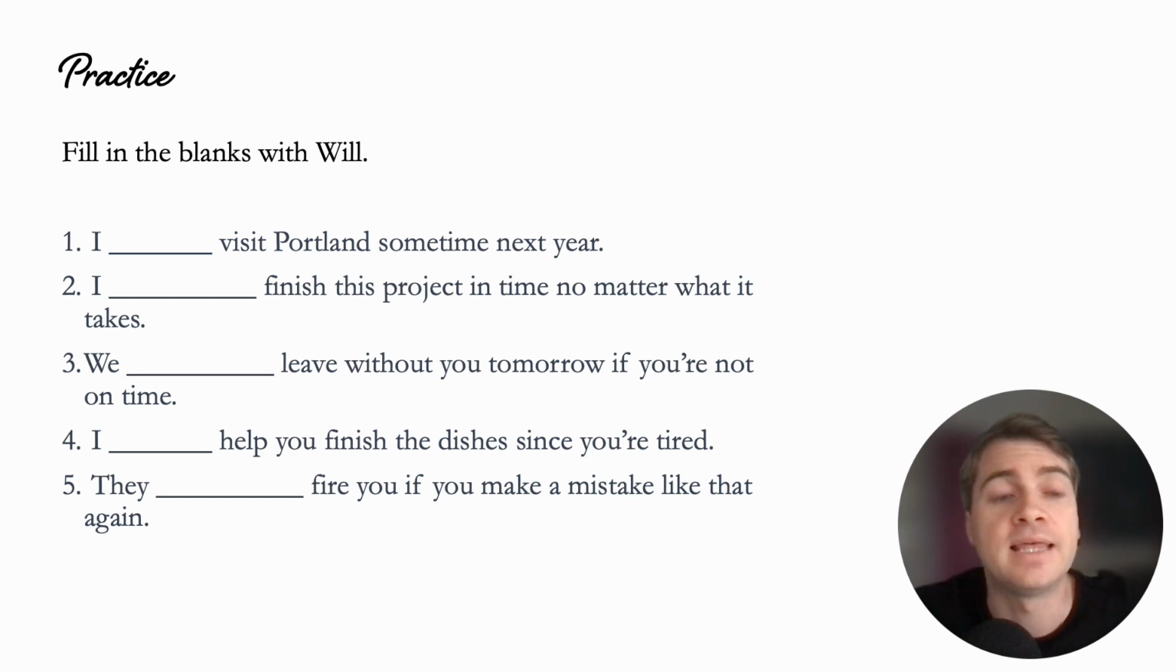Number five, "They will fire you if you make a mistake like that again," okay? This is serious. It's a commitment. It's not even really a prediction. It's like, hey, this will happen, so please pay attention. Hopefully you got all those correct. Obviously these were super simple, but if there's anything else that doesn't make sense from the rest of the lesson, go back and watch it if you need to.